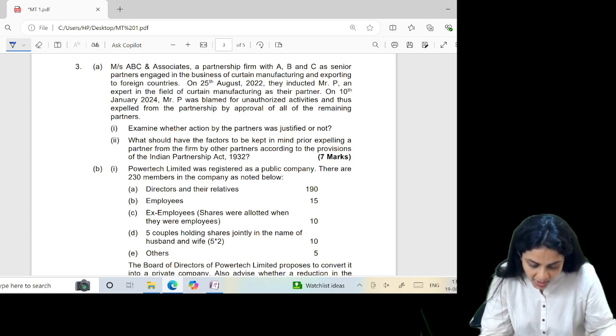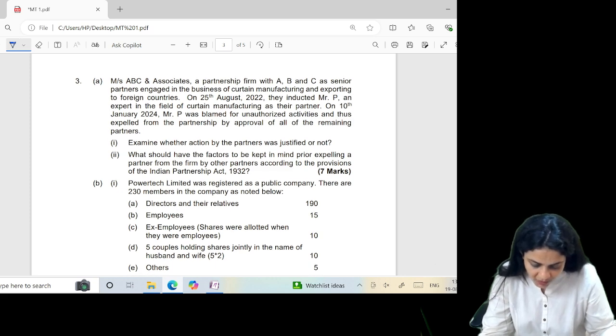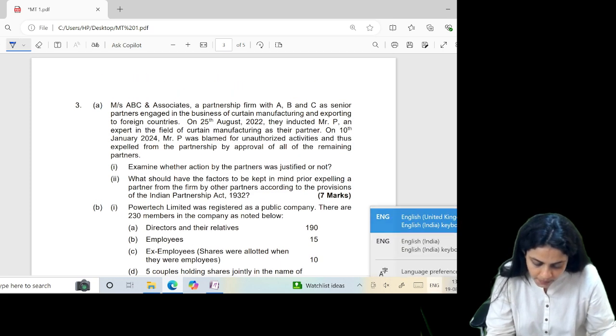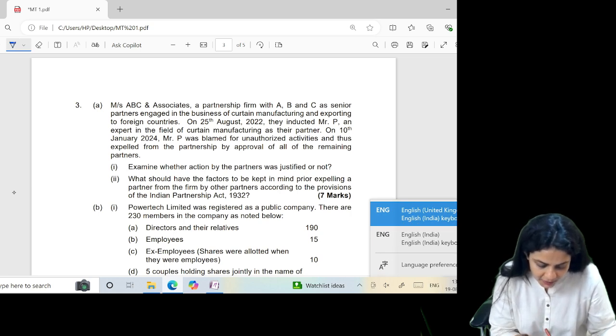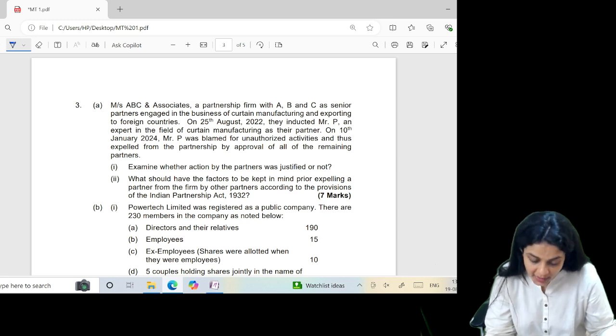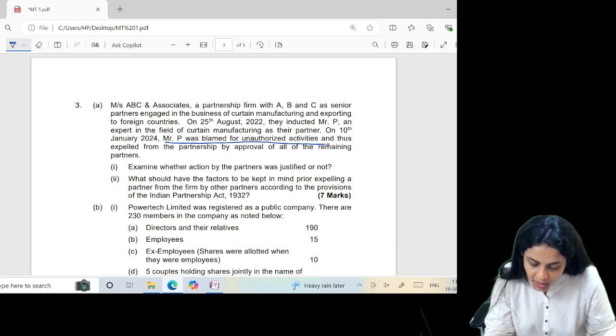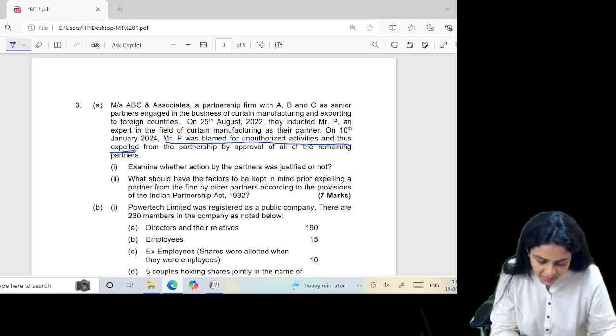ABC and Associate is a partnership firm with A, B and C as senior partners engaged in the business of curtain manufacturing and exporting to foreign countries. They inducted Mr. P, an expert in the field of curtain manufacturing, as their partner. On 10th Jan, Mr. P was blamed for unauthorized activities and thus expelled.